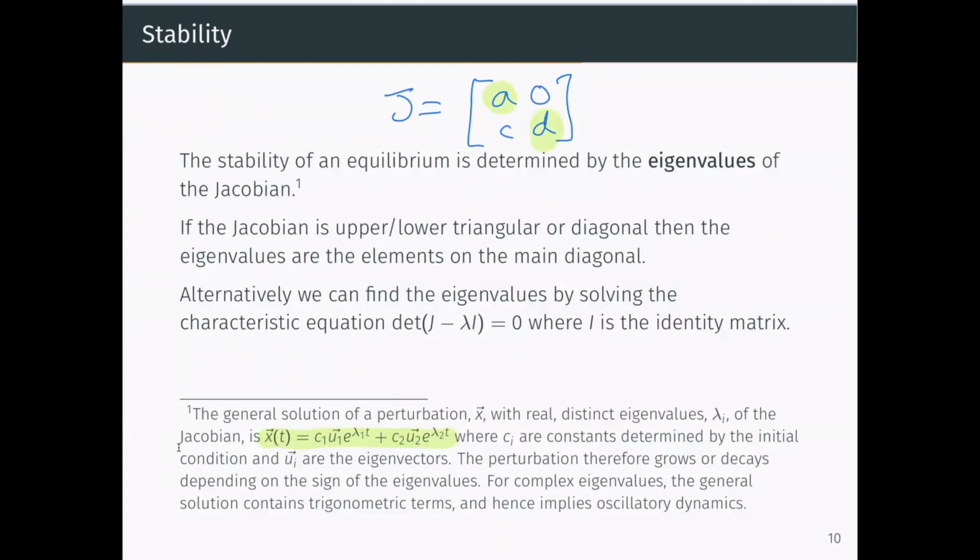So that's one way in which we could look at the eigenvalues, and then looking at the sign of these would tell us whether our equilibrium is stable, unstable, or could be a saddle. We'll talk about that a bit more in a moment. If we're not able to do this, then we could find our eigenvalues by using the characteristic equation, where I is our identity matrix.